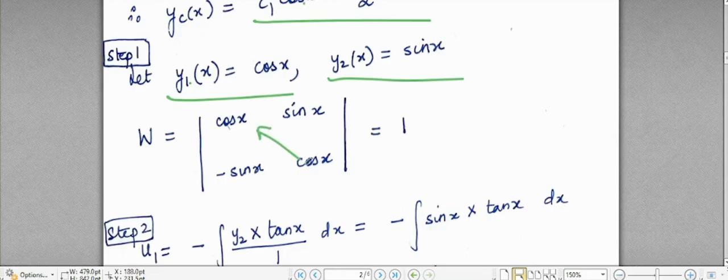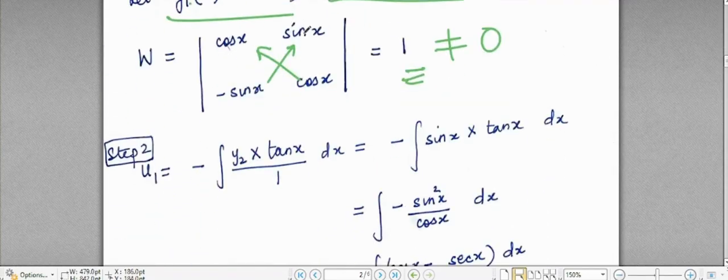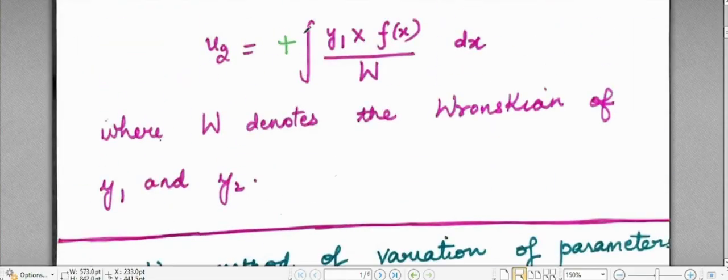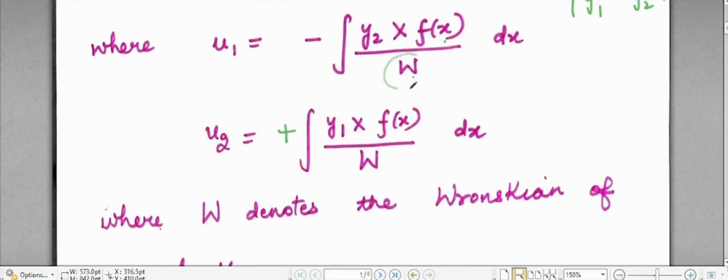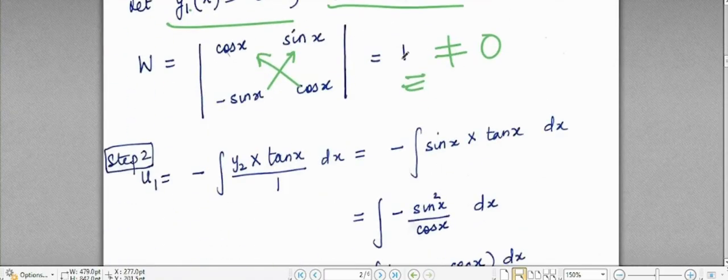When you multiply cos square x plus sin square x, that's going to lead to 1. You will observe that this will always be non-zero because the solutions are going to be linearly independent, and we know from previous videos also that the Wronskian of two linearly independent solutions is always non-zero, and we need it to be non-zero because ultimately in the procedure you are dividing by the Wronskian. So the Wronskian has to be a non-zero expression, which it will always be because you are considering the Wronskian of two linearly independent solutions.